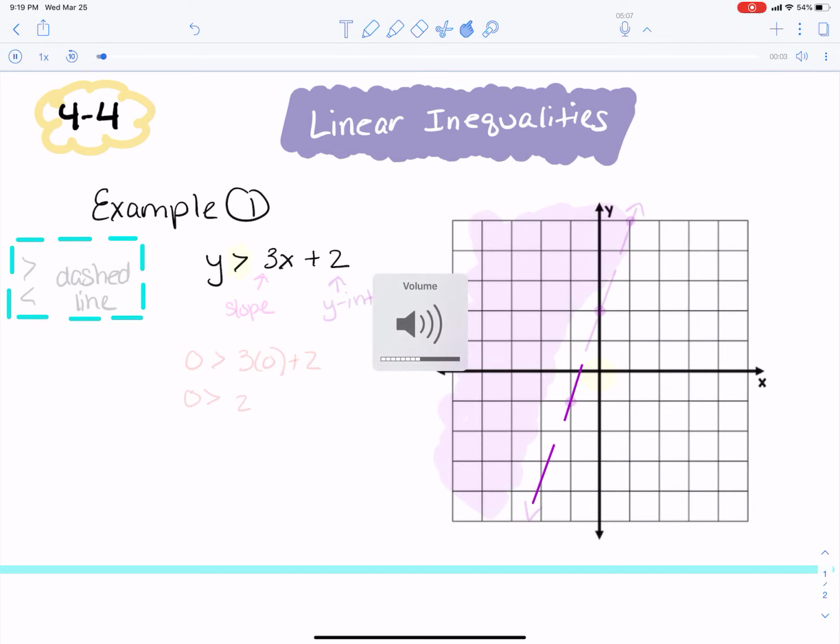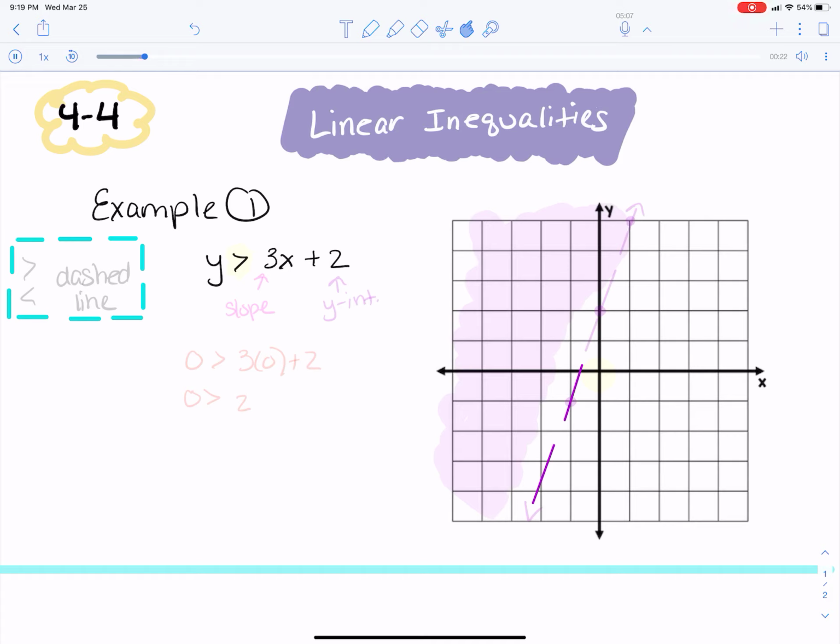Right, so this lesson is 4-4, linear inequalities. And we're going to take a linear inequality with two variables, an x and a y, and we're going to graph it. All right, so let's take a look at the example. y is greater than 3x plus 2.